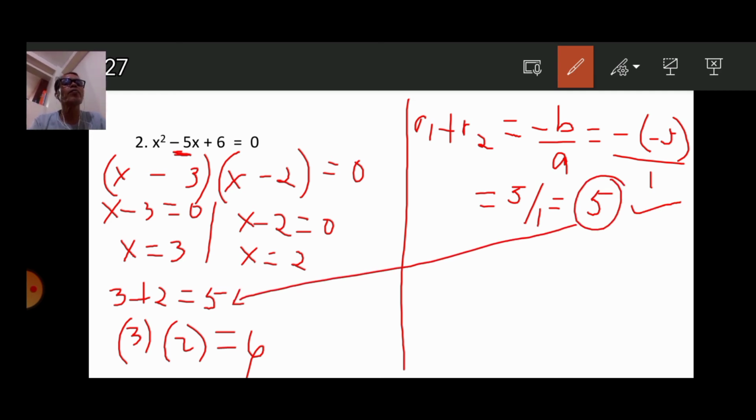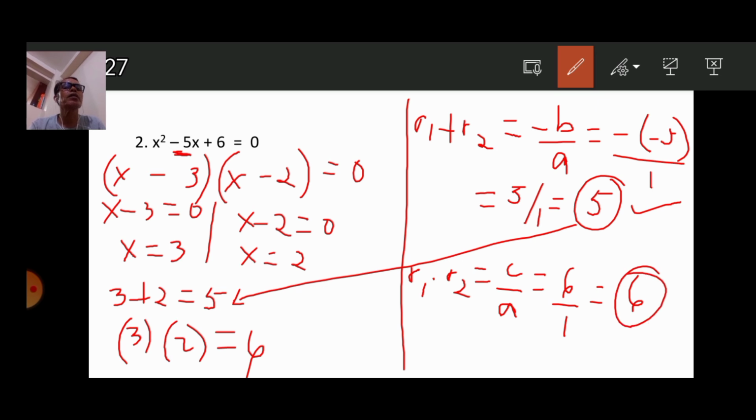So check. Finding the product using the formula, r sub 1 times r sub 2 is equal to c over a, which is equal to, c is 6 and a is 1. So 6 divided by 1 is 6. So you have the same. So that is check. Okay.